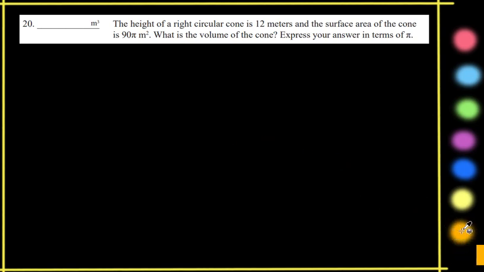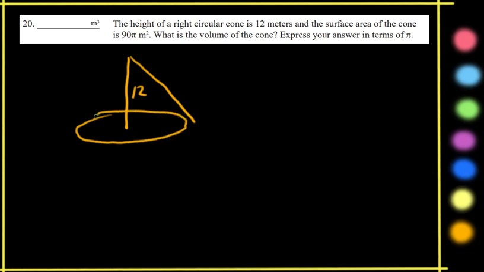So this one's about a right circular cone. It has a height of 12 meters. So we have 12 here, and we have a cone. We don't know the base size. So I didn't draw that perfectly, but we've got a cone like this. The height is 12, and it's a right circular cone. And the surface area is 90 pi meters squared. And then they want to know the volume of the cone.